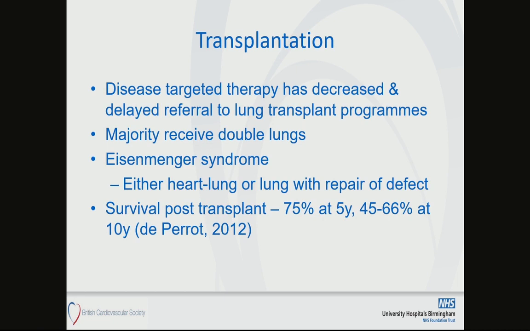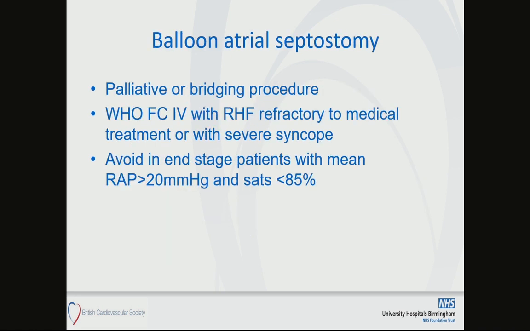Transplant. Since we've had selective pulmonary vasodilators, there's been a delayed and decreased referral to the lung transplant programs. Most of these patients would receive double lungs. If you had Eisenmenger syndrome or other congenital defects, you could have either a heart-lung or a lung transplant with intraoperative repair of the defect, if it's a simple defect. And the survival post-transplant is 75% at 5 years, and up to 66% at 10 years.